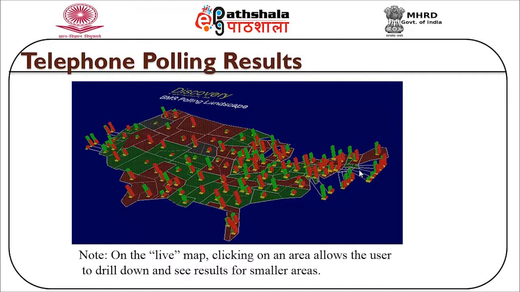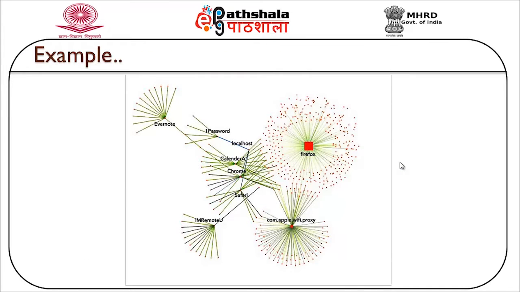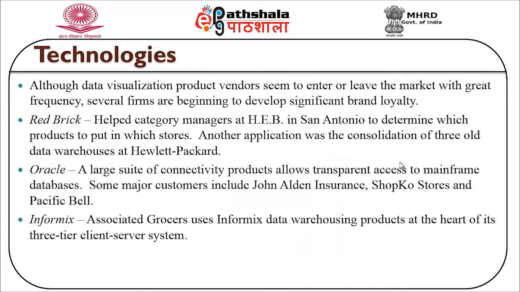This is another visual which shows the telephone polling results, showing the polling landscape. Along with the geographical information system, the telephone polling results are being shown using this map. On the map, if we click on any particular area, it allows the user to drill down and see the results for smaller areas also. So this is similar to the previous cases. This is another big data example where we can see the usage of Firefox, the usage of Evernote, and the usage of each and every software shown in the form of a star kind of visual.